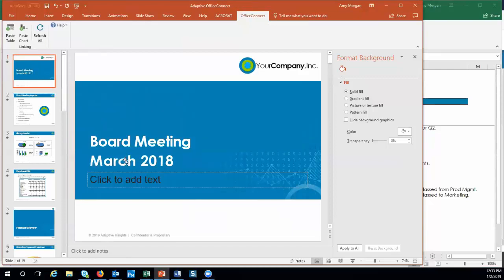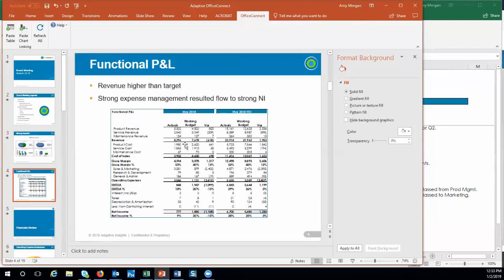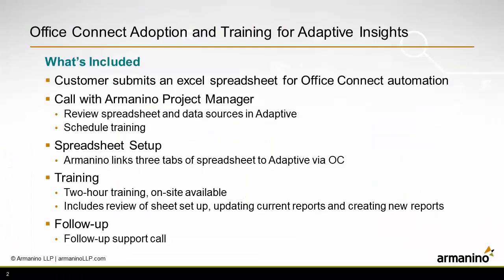And now that it's been refreshed, obviously the date's been updated, but you'll see these graphs now match the information we have for March. So you can see the graphs per employee metrics are showing January, February, March information. We're also able to update specific tables and text as appropriate. So the entire document gets updated.